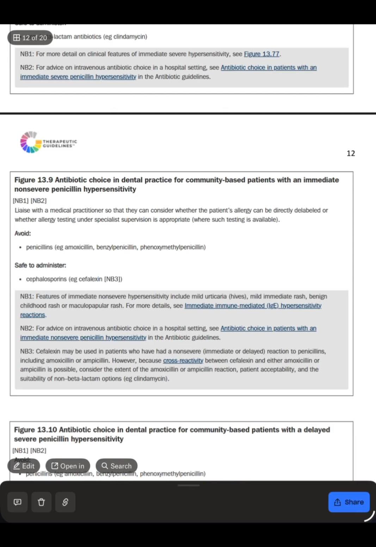Again, they have said that cephalexin may be used in patients who have had a non-severe, immediate or delayed reaction to penicillin, including amoxicillin or ampicillin. However, because cross-reactivity between cephalexin and amoxicillin or ampicillin is possible, consider the extent of the amoxicillin or ampicillin reaction, patient acceptability, and the suitability of non-beta lactam options, for example clindamycin.